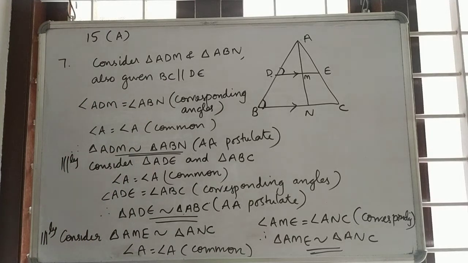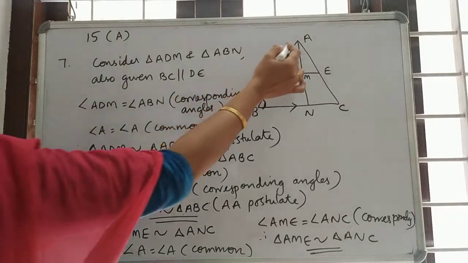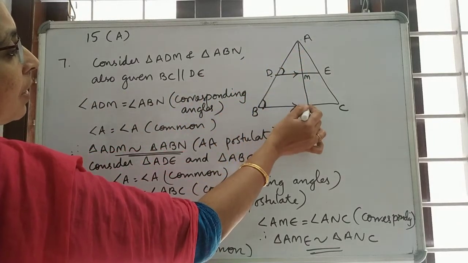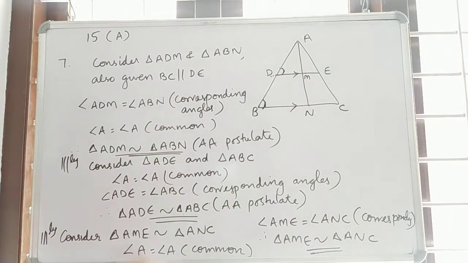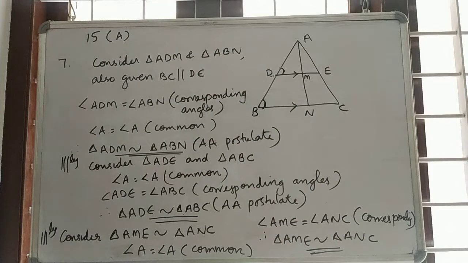Then angle A is common in both the triangles. So angle A is equal to angle A common for both triangles ADM and ABN. So we can write triangle ADM is similar to triangle ABN using the AA postulate. So one pair we found, as these two triangles are similar triangles.